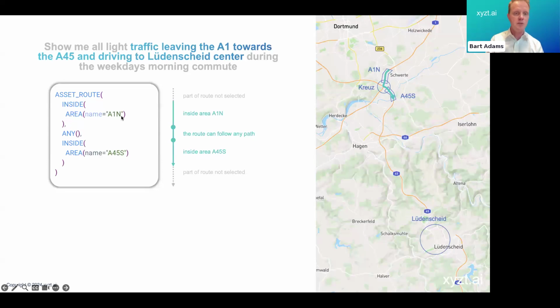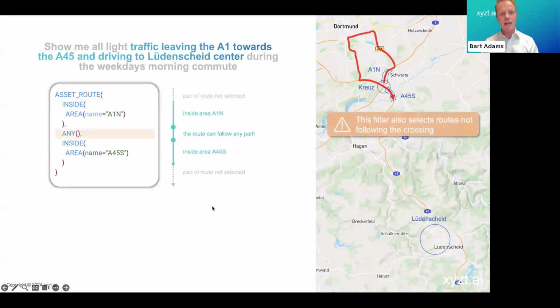So those names that you see, those strings, they come from the names on the map. Here in the middle, you see sort of a temporal representation of my query. So imagine you have a trip or a route. There's a part of the trip that is not selected. Then it has to be inside. Then it can follow any path, and then it has to be inside this area. So this is the first step in my query because this gives me the traffic flowing like this. At least I think, but it's not exactly like that.